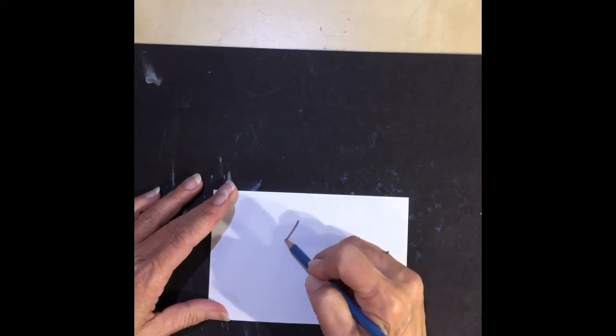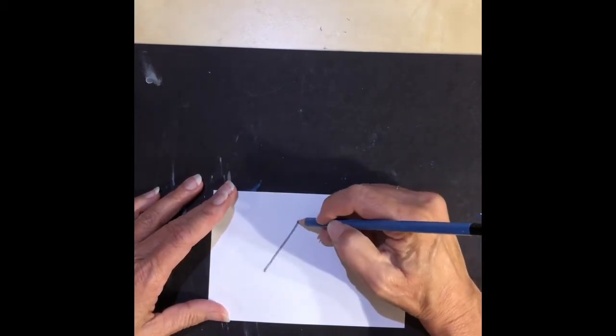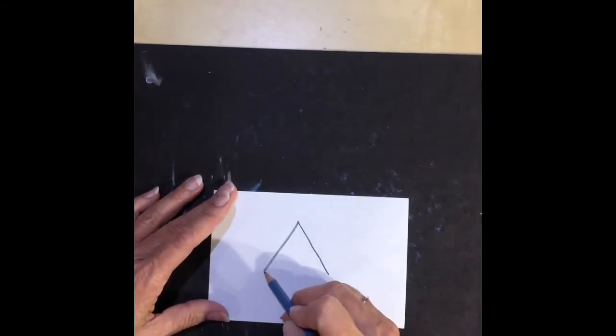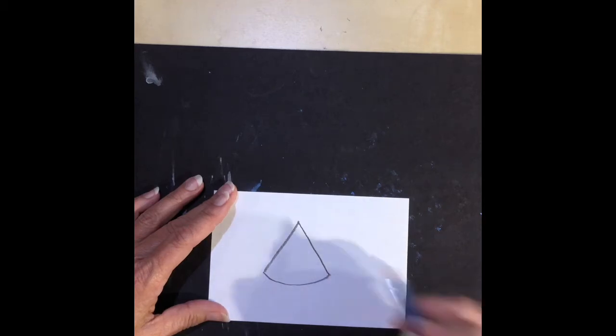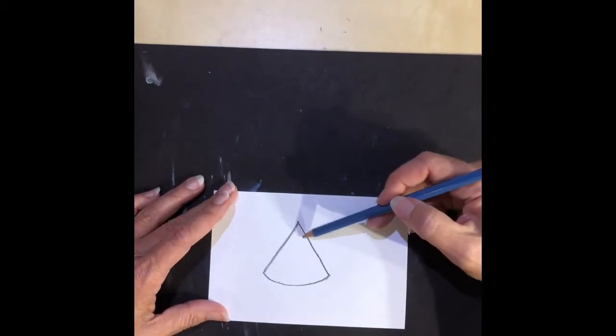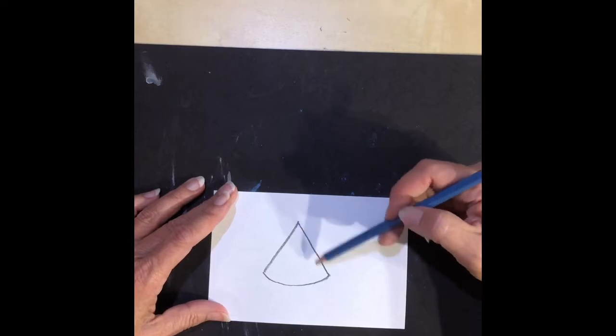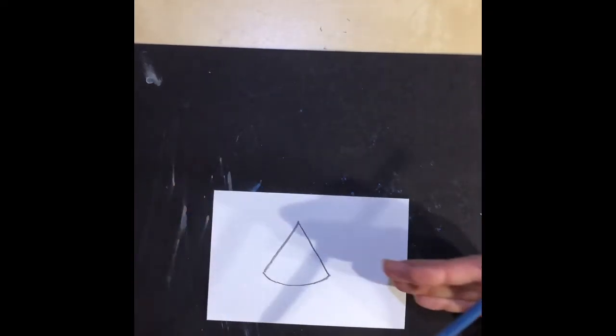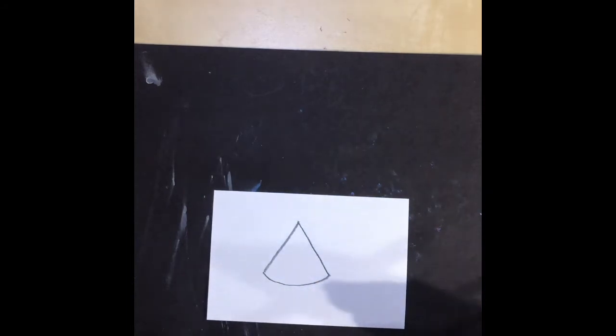So you start with an upside down V, or a mountain if you want to call it that. And then you curve that around. Now, when I start, I'm actually not even going to color in on this side because it's white. And if the light's coming from this direction, it will be white.